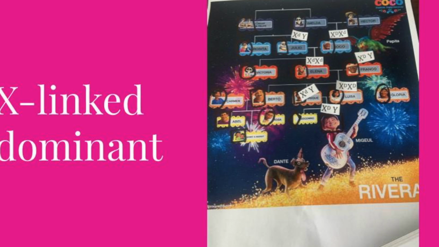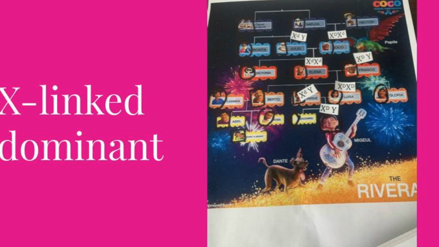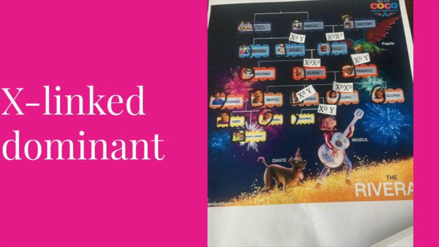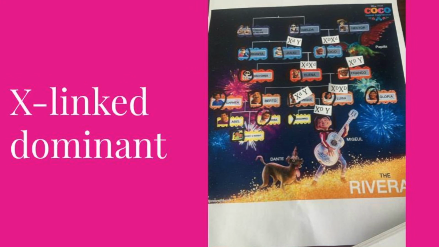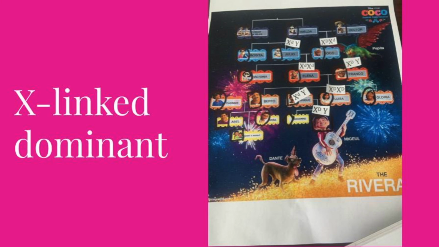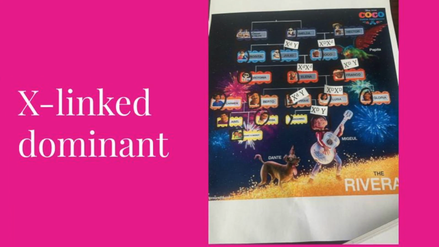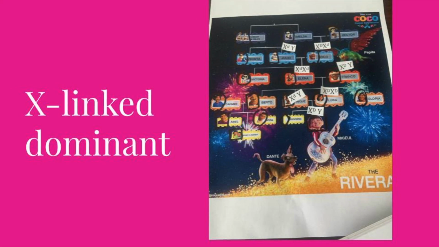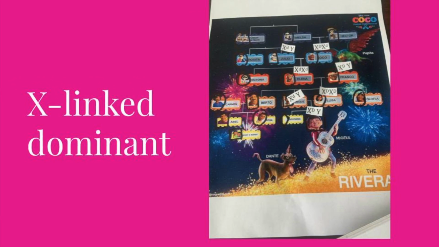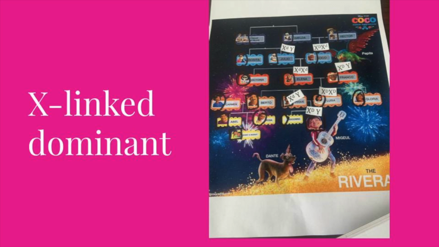Another mode of inheritance that's consistent with the Rivera pedigree is X-linked dominant, where the trait of seeing the dead is linked with a capital D, and we see that this is a successful pedigree because Coco has capital D X, lowercase d X, and Miguel has capital D X and Y.